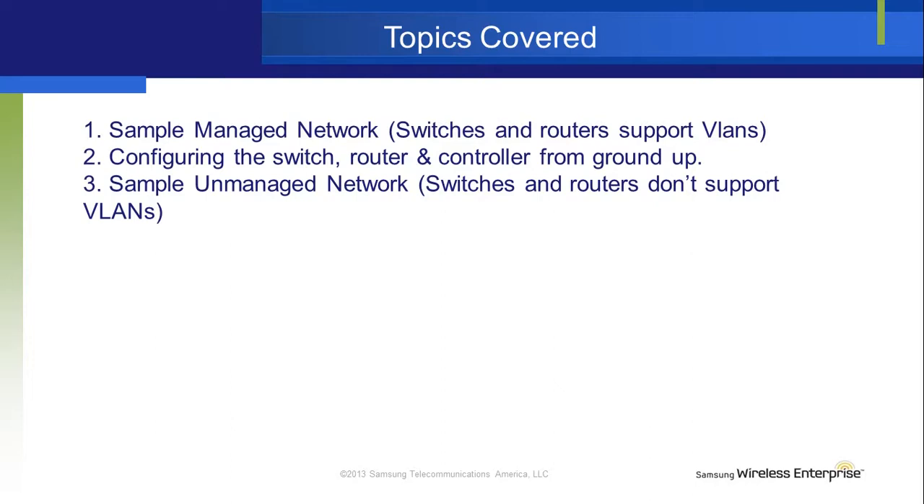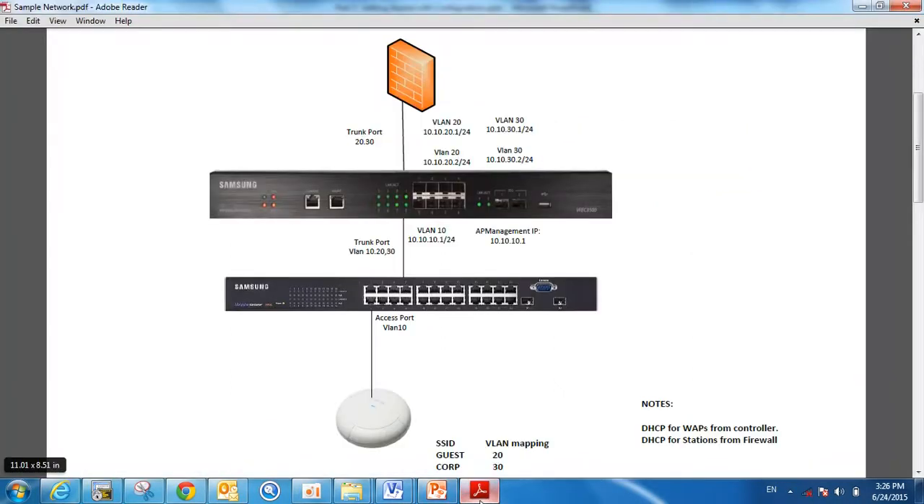The first thing we are going to do is look at how the network looks. This is a managed network at a very, very high level. If you're looking at it from an enterprise perspective, obviously the network is a little more complicated than this, but for the purposes of this video, we'll keep it simple and try to explain the concepts as well as we can. So we have the controller, and then a managed switch. I'm using a Samsung 24 port gigabit PoE switch for my demo. And then I also have a firewall, and as you can see from this network, they're both managed. So I can configure VLANs on the switch, and I can configure VLANs on the router.